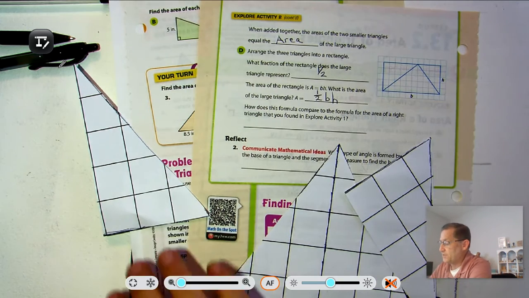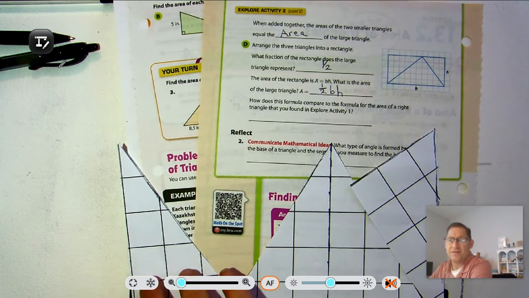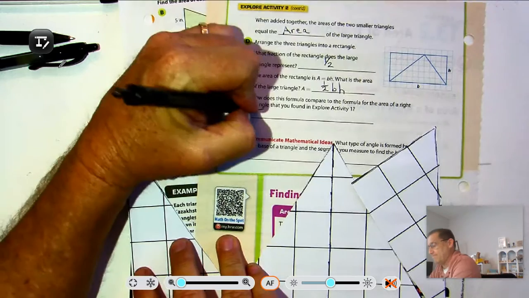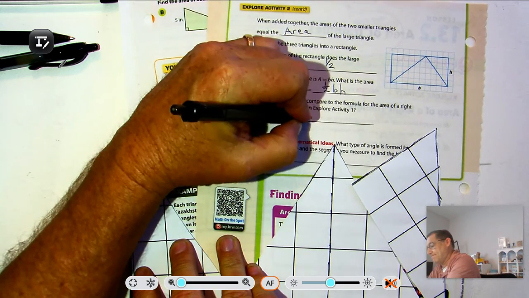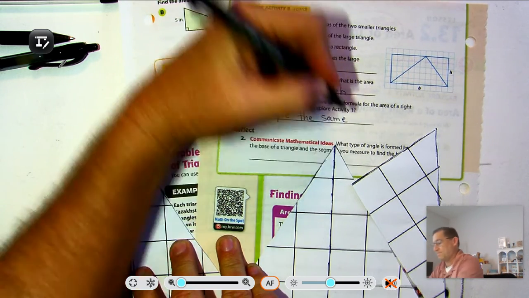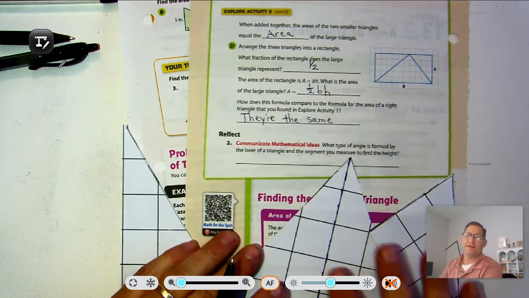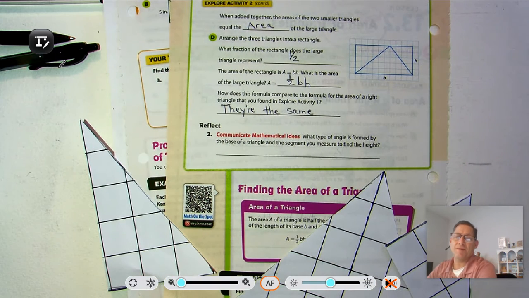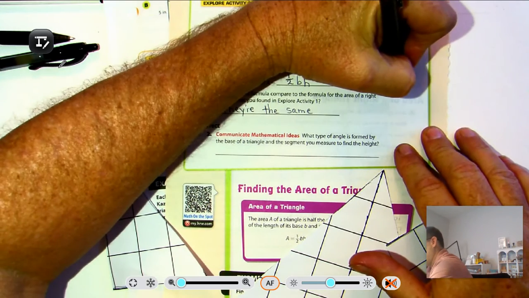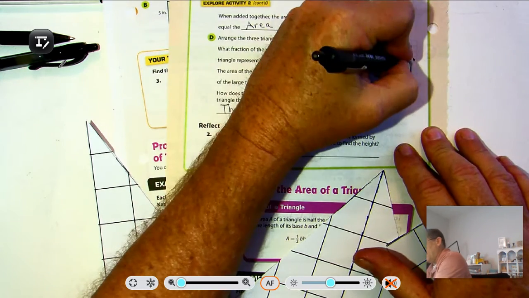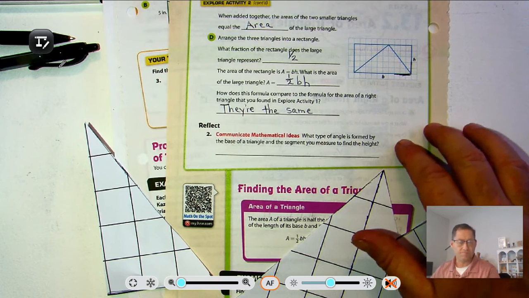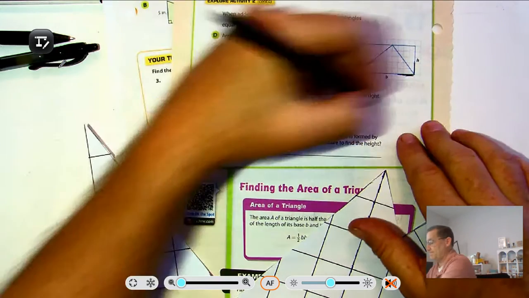How does this formula compare to the formula of the area of the right triangle you found in Explore Activity 1? They're the same. Question 2: What type of angle is formed by the base of a triangle and the segment you measure to find the height? So the segment of the base and the segment to find the height. What angle do we form? That's a right angle, right?